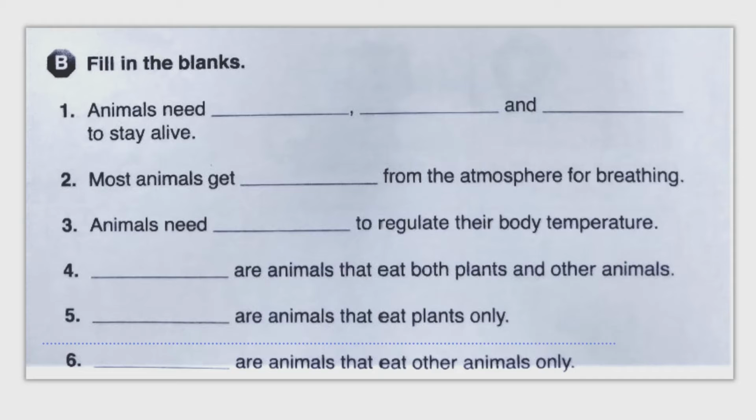Number 4, blank are animals that eat both plants and other animals. Number 5, blank are animals that eat plants only. Number 6, blank are animals that eat other animals only. Okay, next one.